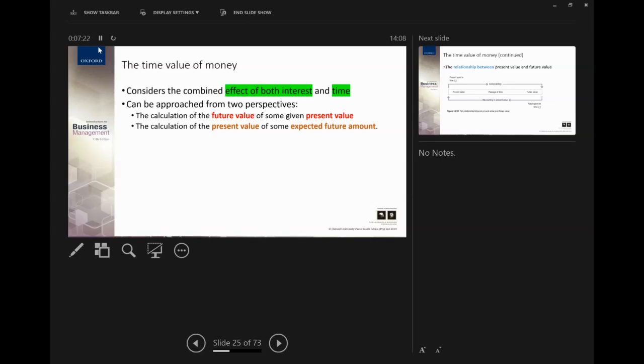Right. So now we've got these concepts here called the future value and the present value. Have you guys ever stumbled on these things? Future value and present value in relation to money.